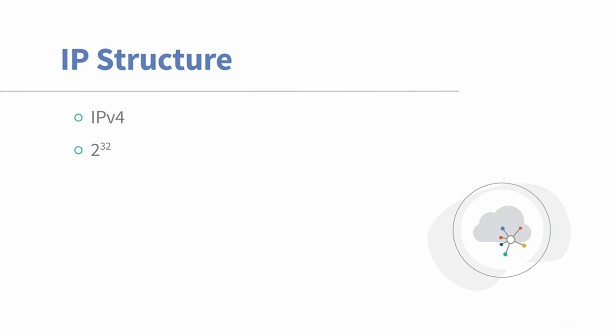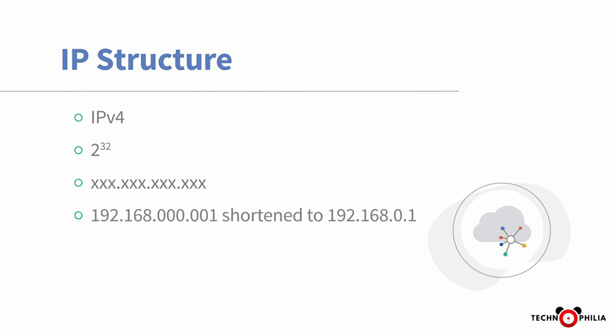Some addresses are reserved for public and private networks. An IP address consists of 4 octets, which are separated by a period, which is also known as dotted decimal notation. Oct, meaning 8, is used because the value of the octets is 2 to the 8th power. For example, the IP address 192.168.0.1 represents 4 octets.